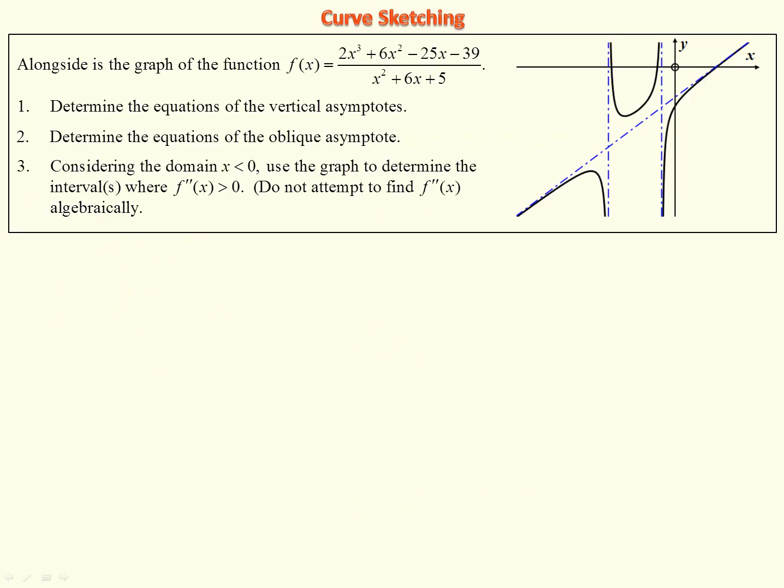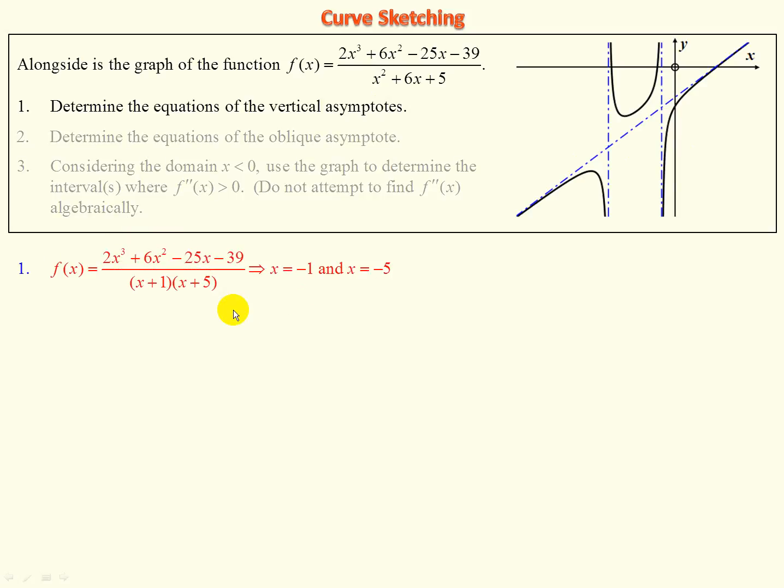Next question. Alongside is the graph of the function f of x equals (2x cubed plus 6x squared minus 25x minus 39) over (x squared plus 6x plus 5). Dreadful looking graph. Determine the equations of the vertical asymptotes. Well, we're going to factorize the denominator, and we're going to find values of x for which that denominator tends to 0, making the function tend to infinity. So it's x equals negative 1, x equals negative 5, and there are the vertical asymptotes.